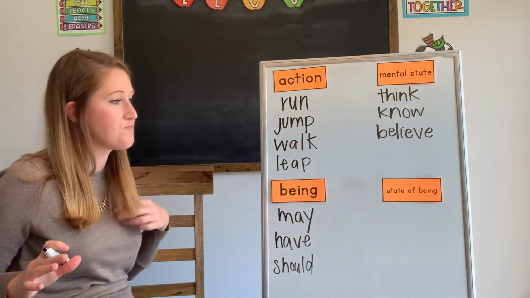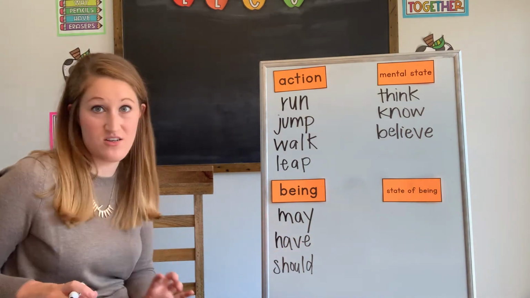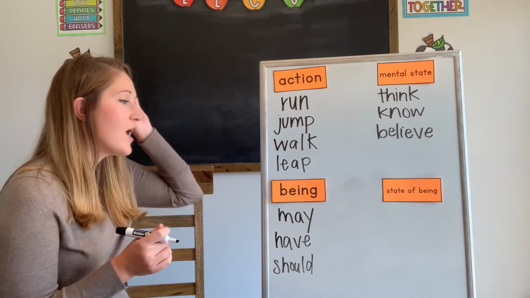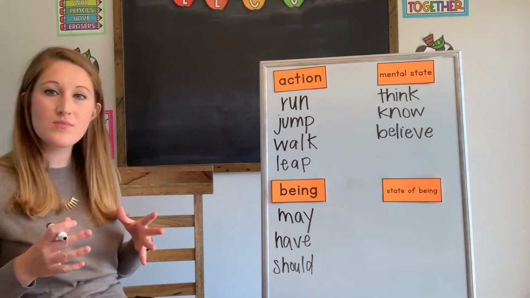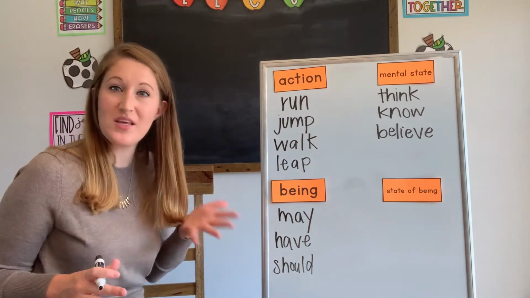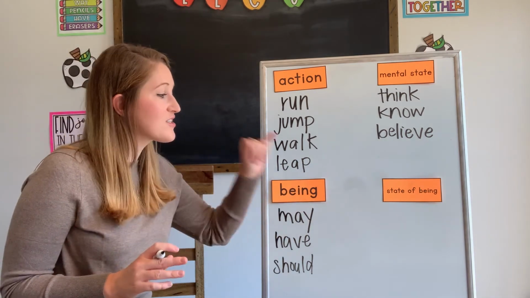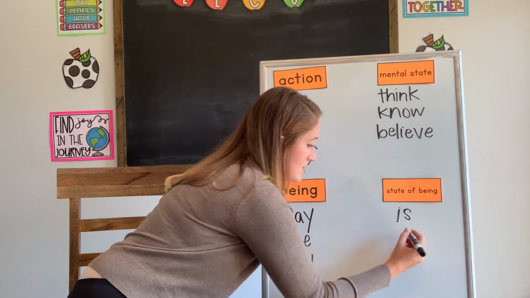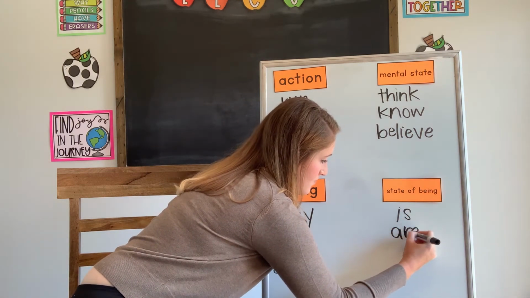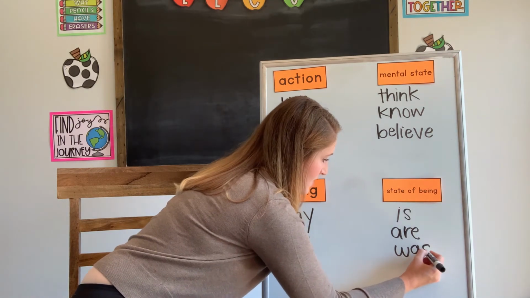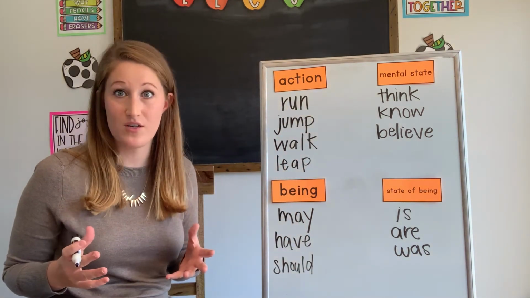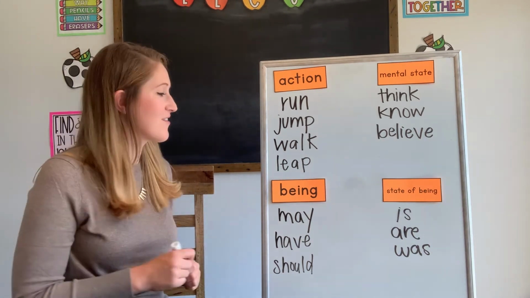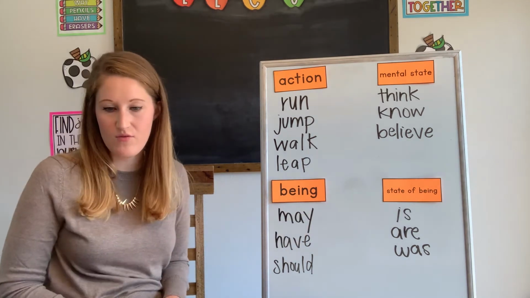And sometimes these can work together, right? We can put two verbs together to work, and that's when we have two verbs. So sometimes one verb is a helping verb, and it helps the other be a little bit stronger. And our state of being. Those are some of our verbs that we see a lot in sentences. Verbs like is, are, was. These are sometimes also called linking verbs. Okay, she is awesome. She was walking, right? So those are some of our state of being verbs.